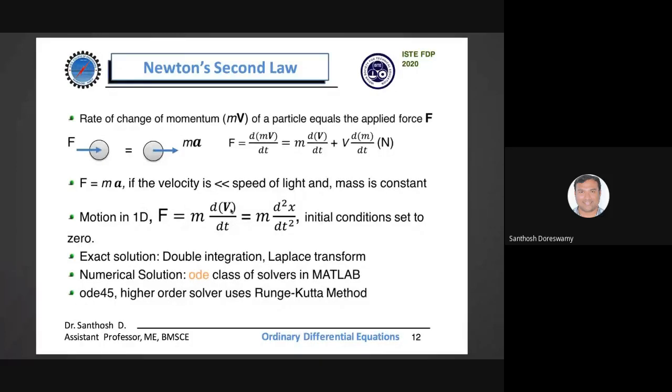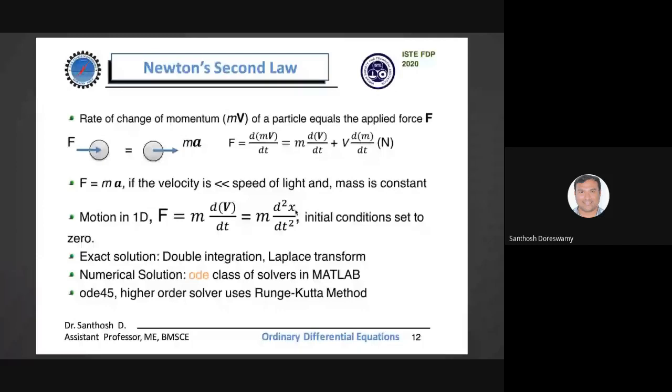Now v is a velocity, so you have the second derivative of displacement given as an acceleration. So m into d square x by dt square equals F. This equation is a second order differential equation. If you look at the initial conditions, you need two of them: one for your displacement x, and the second for your velocity dx by dt. Only if you have two initial conditions can you arrive at a particular solution in time.